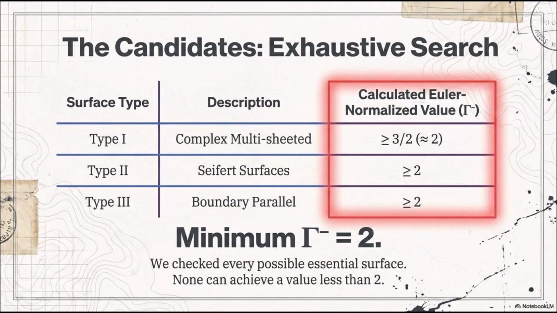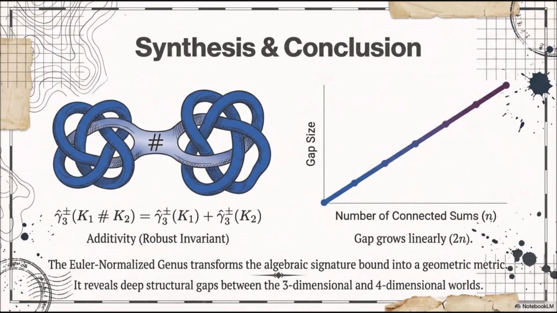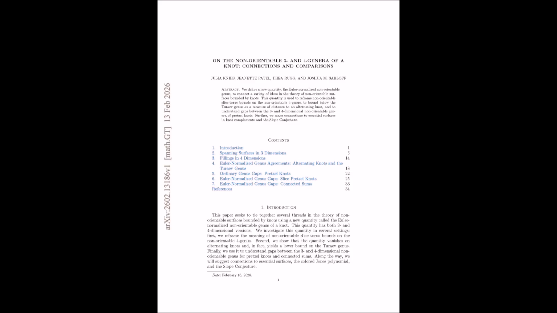Right. Which is crucial. It is. Most people, when they think of surfaces, they think of a sheet of paper or a sphere. Those are orientable. You have a distinct up and a distinct down. If you put an ant on top, it stays on top. A non-orientable surface is like a Möbius strip. The classic example. Exactly. If you walk along a Möbius strip, you eventually end up on the other side without ever crossing an edge. There's no up or down. There's only one side. Right. This paper is obsessed with those twisted, one-sided surfaces that are bounded by a knot.